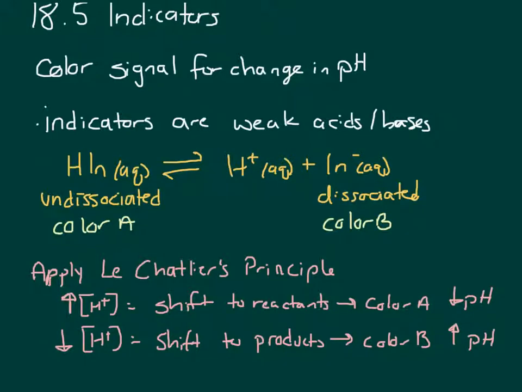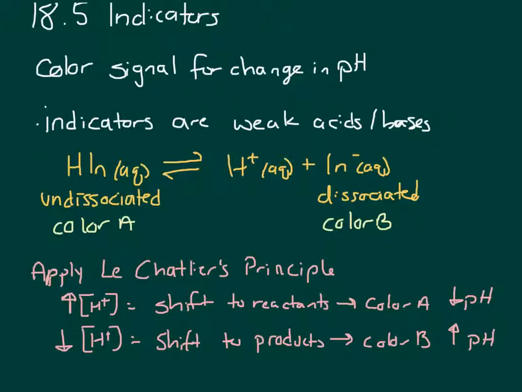18.5 is looking more specifically at indicators. Remember, indicators are a color signal to represent a change in pH. And it is nice because it is a simple way for our eyes to register a change for something that we would not necessarily be able to see because there's not going to be any bubbling or gas production, so there's no way for us to see the neutralization. The pH or the color change allows this to occur.